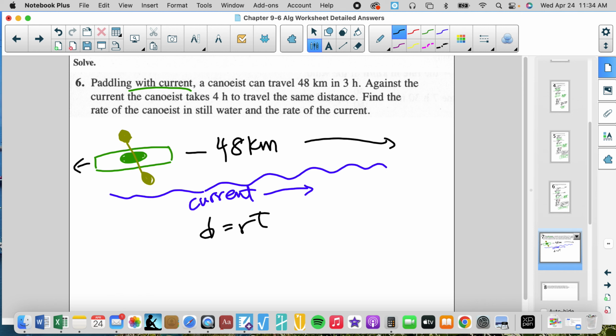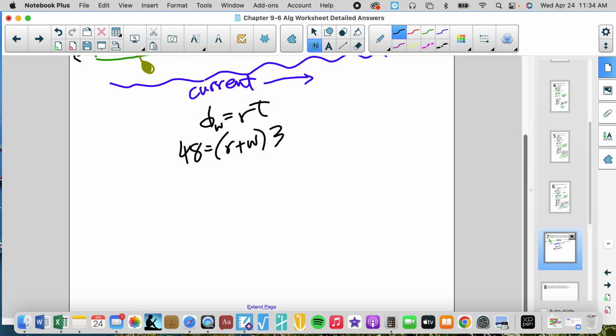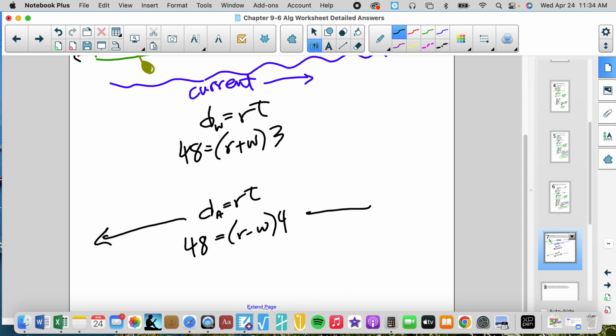So 48 kilometers equals the rate of speed plus, makes you faster. They can do it in 3 hours going with the current, and then distance against the current is still rate times time. Distance is still 48 kilometers. This time it's minus, and I think it took 4 hours to travel back against the current.